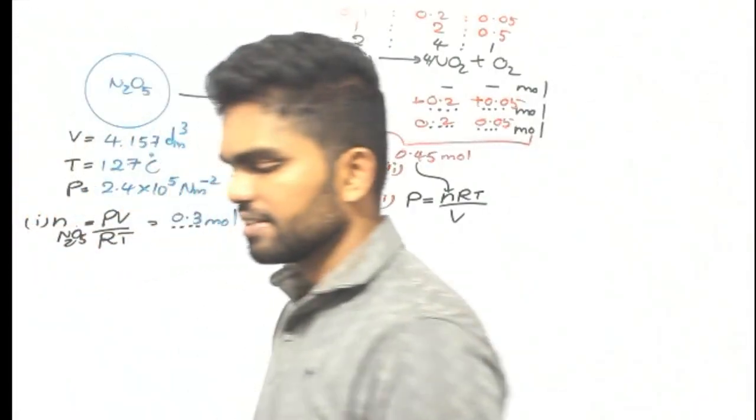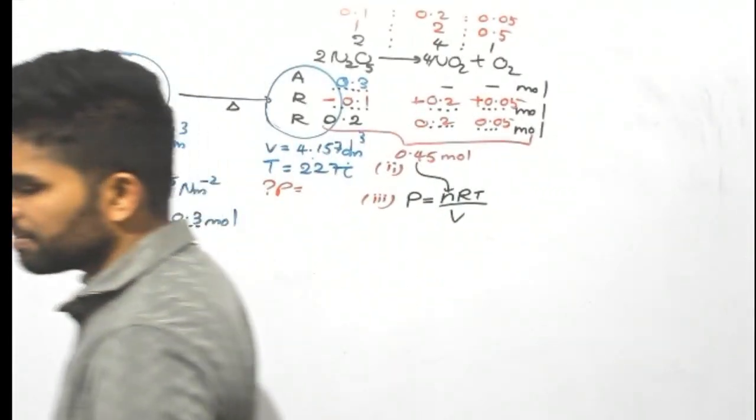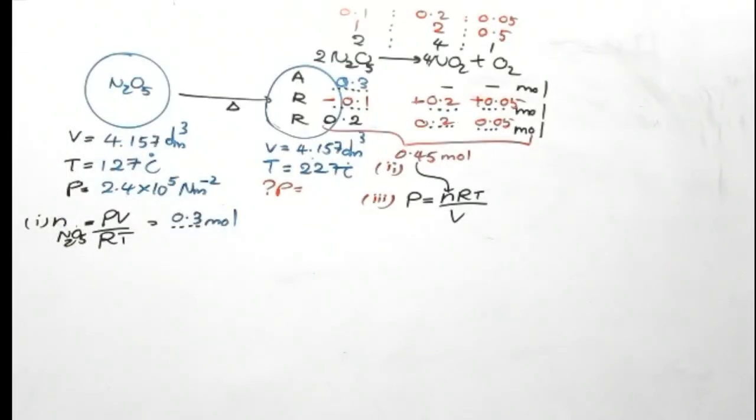Now see the method I added there, the RR method. I gave 6 marks for balancing the equation also.